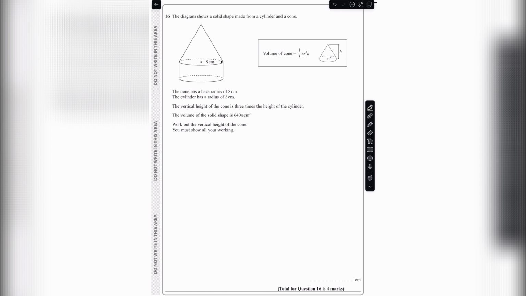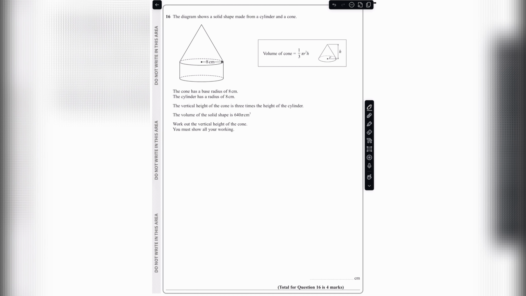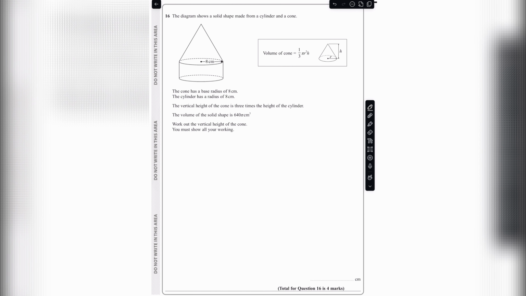In question 16, we are given a diagram with a solid shape made from a cylinder and a cone. The cone has a base radius of 8 centimeters. The cylinder has a radius of 8 centimeters. The vertical height of the cone is 3 times the height of the cylinder. The volume of the solid shape is 640 pi centimeter cubed. Work out the vertical height of the cone.